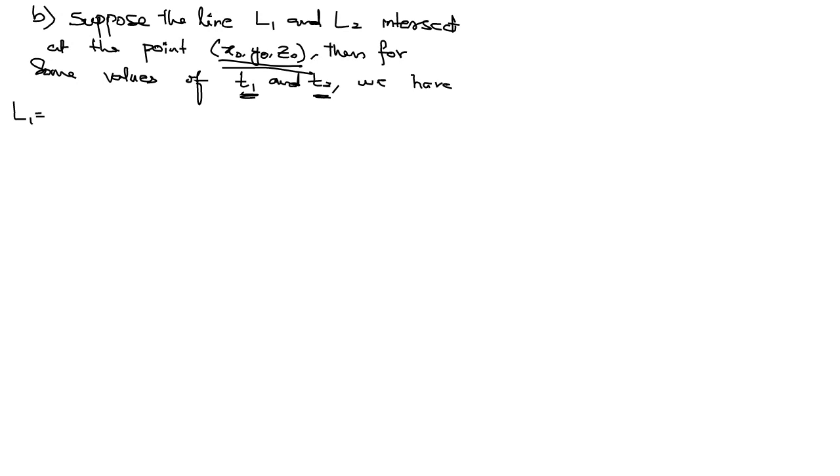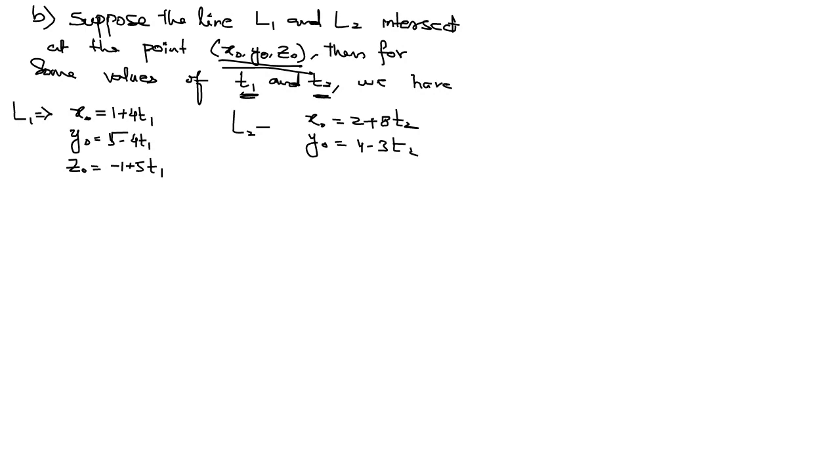For line 1, if I suppose that x naught is equal to 1 plus 4 t1, y naught is equal to 5 minus 4 t1, z naught is equal to minus 1 plus 5 t1. Similarly, for L2, I choose x naught is equal to 2 plus 8 t2, y naught is equal to 4 minus 3 t2, and z naught is equal to 5 plus t2. Okay, I choose t1 for the first line and t2 for the second line.